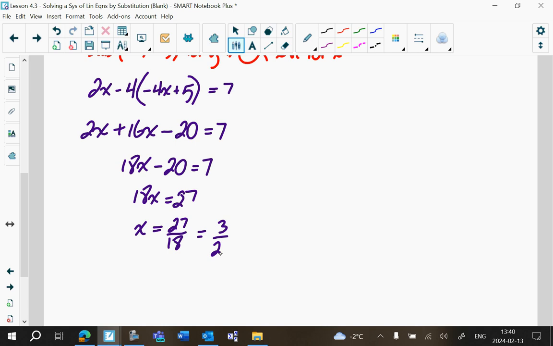So I got x. Now I have a choice. I can take that value for x, put it back into 1 or 2, and figure out what y is. So I can sub what I just found, 3 over 2 for x, in one of the 2 equations. Doesn't matter now. Which one would you like? 2? Okay. And that's going to let me solve for y.